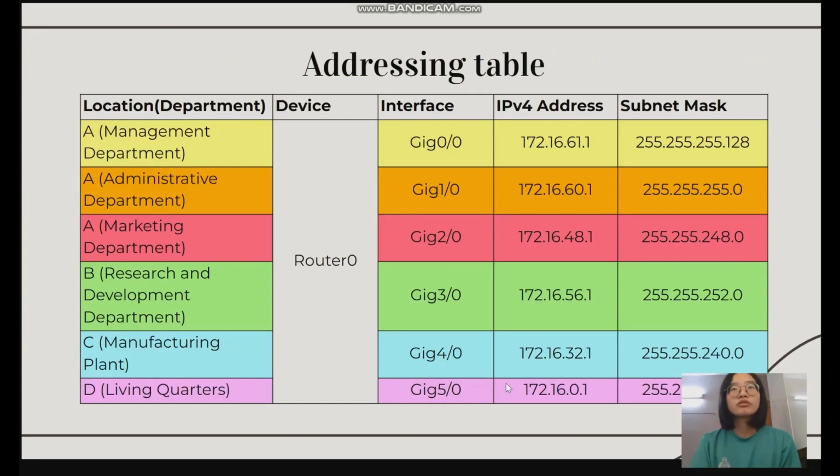And the subnet mask remains the same. For all of the departments, it's using the same method, except the interface is different.